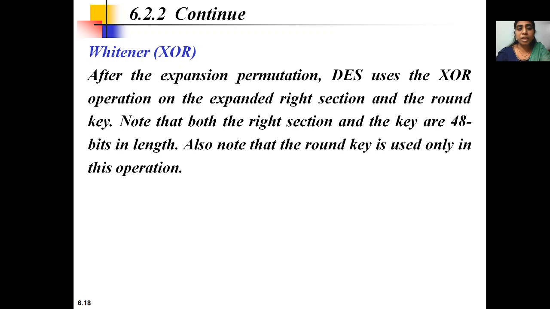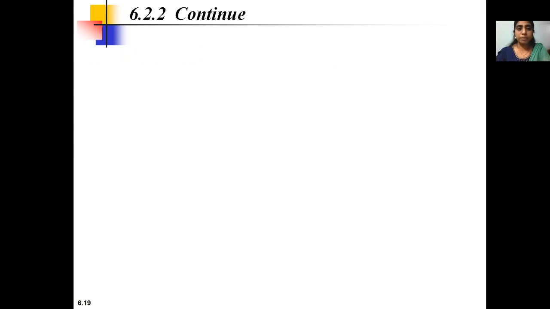Then once those 48 bits are done, we are going to take the key and XOR it with the output from the expansion box. So after the expansion permutation, DES uses the XOR operation on the expanded right section and the round key. Note that both the right section and the key are 48 bits in length. Also note that the round key is used only in this operation.